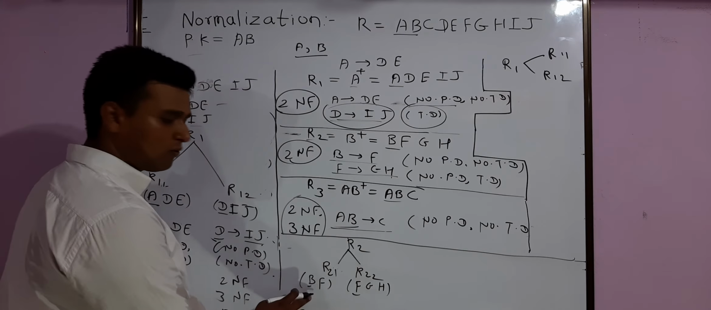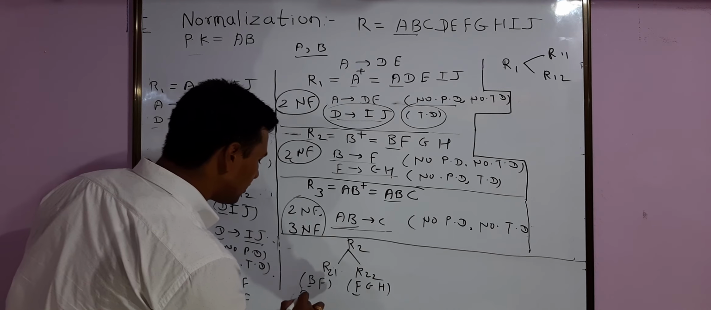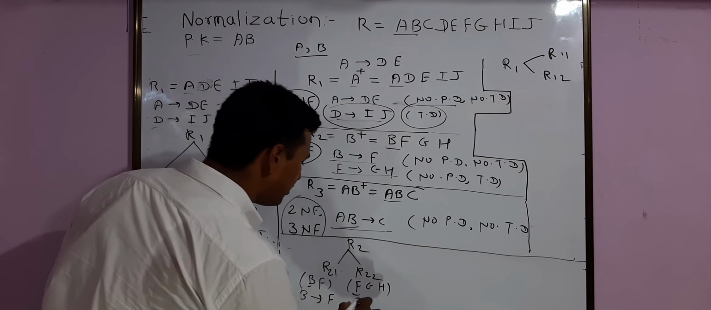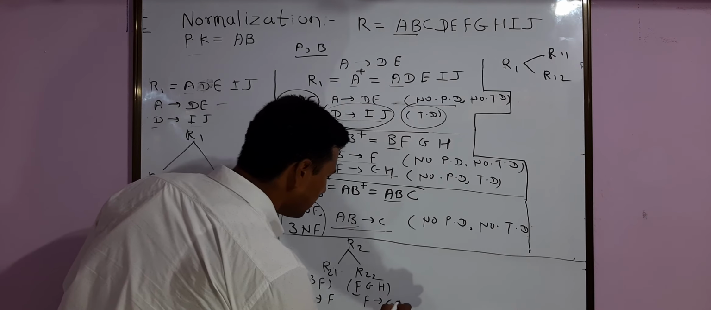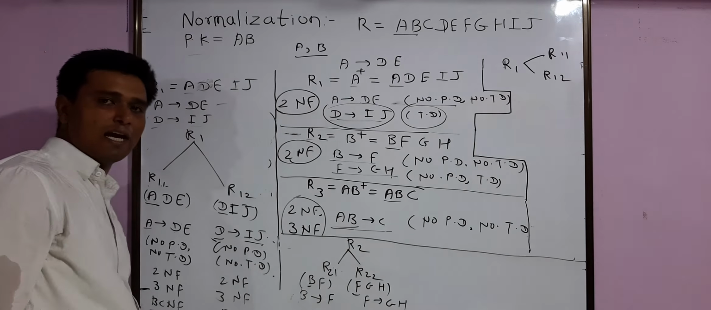What is the functional dependency for this R21? That is B determines F. What is it for R22? That is F determines GH. So now we will verify whether it is in 3NF or not.